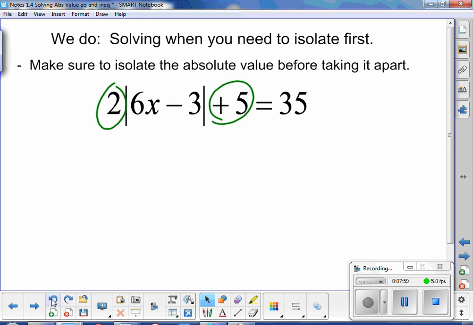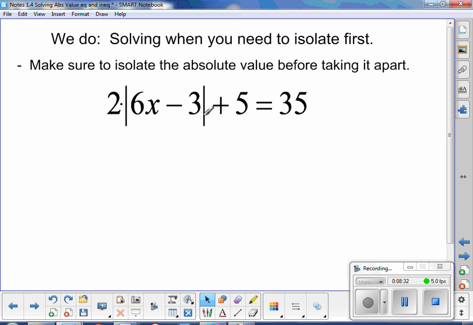If you read this out, this would say 2 times the distance from 0, plus 5 more, is equal to 35. That statement's too long in and of itself, so I don't want to solve it with all that stuff on the outside. What we want to focus on is getting this statement down to saying the distance from 0 is a number. These numbers on the outside of the absolute value bother me, so I need to use inverse operations to make them not bother me anymore.